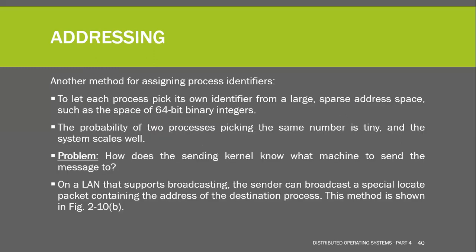Another method for assigning process identifiers is to let each process pick its own identifier from a large sparse address space, such as the space of 64-bit binary integers. The probability of two processes picking the same number is tiny, and the system scales well. The problem is, how does the sending kernel know what machine to send the message to? On a local area network that supports broadcasting, the sender can broadcast a special locate packet containing the address of the destination process. This method is shown in the earlier diagram, figure 2.10b.